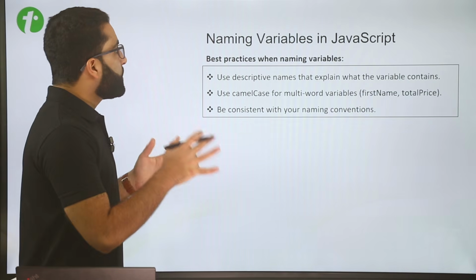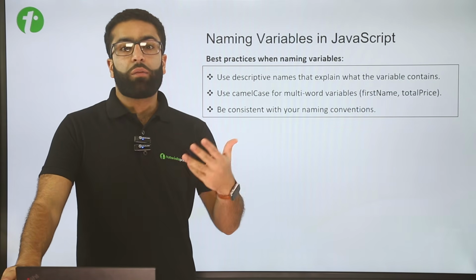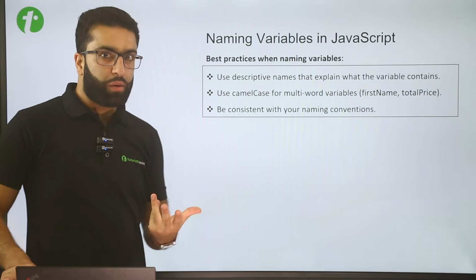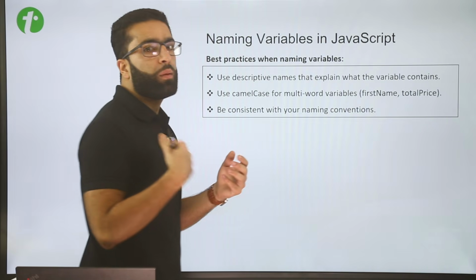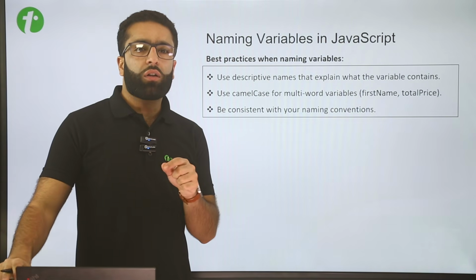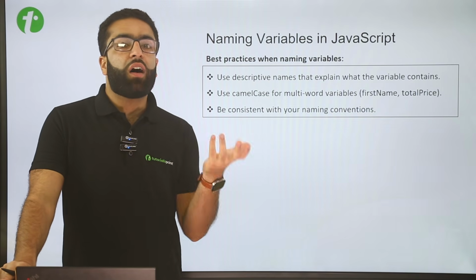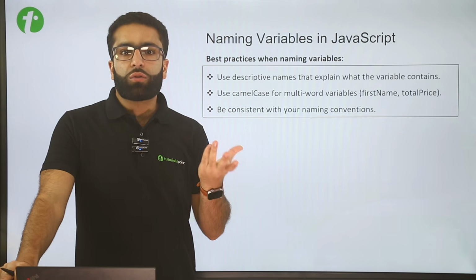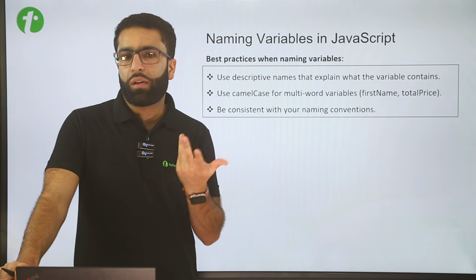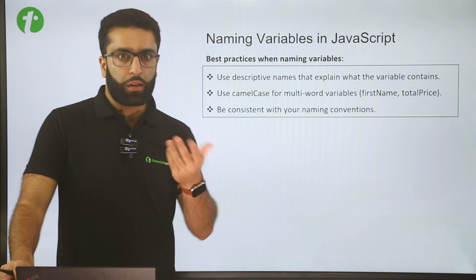Moving forward, let's talk about naming the variables. Let's talk about the best practices that developers follow when they write variable names. Use descriptive names that explain what the variable contains. It's not a good thing to say var a is equal to hello everyone. It should be var greeting is equal to hello everyone. This makes it clear to other developers that this variable is a greeting variable. It probably has some text in it that is related to greeting someone.